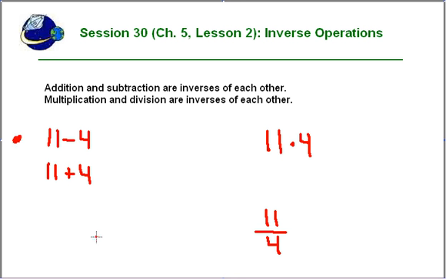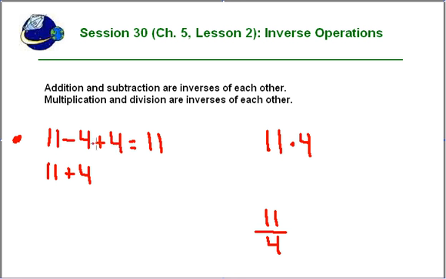11 minus 4. 11 is the number we're starting with. We're going to subtract 4 from it. Well, since addition is the inverse of subtraction, we could turn right back around and undo that subtraction by adding the same 4 that we subtracted. And if we do that, do we get the same number that we started with? Well, of course we do. We get the 11. If we start with 11 and subtract 4, but then turn right back around and undo that by adding 4, we haven't changed the 11 any.